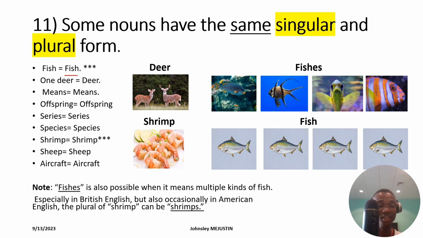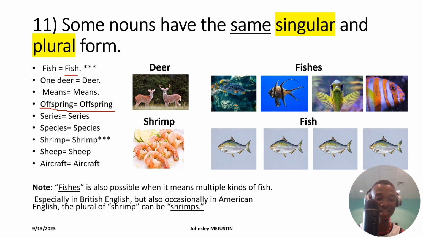Offspring. The plural of offspring is offspring. Do you know what offspring means? So offspring is basically another word for children. Okay, what's the singular of children? One child, two children. One offspring, two offspring. You know, it's just the same thing. They don't change. Remember, basically, offspring is another word for children.